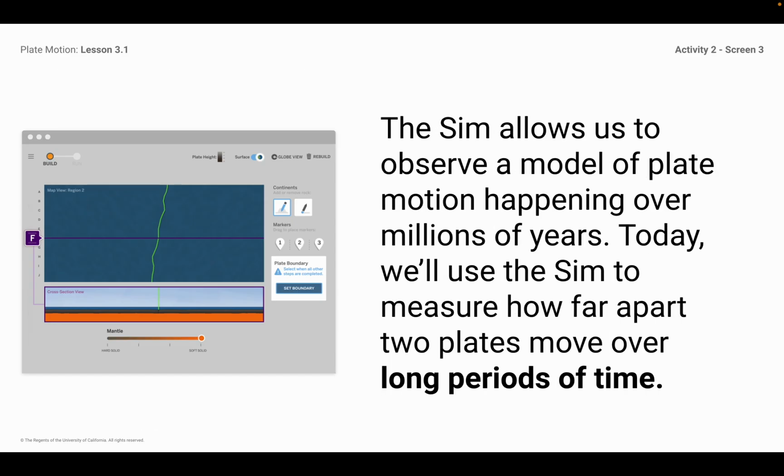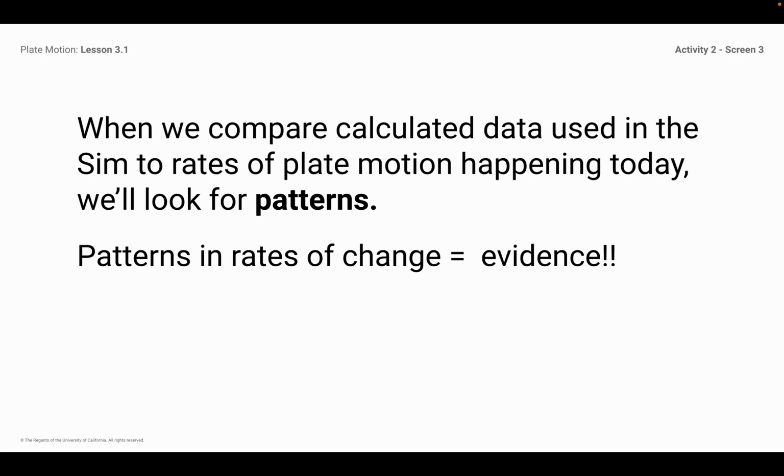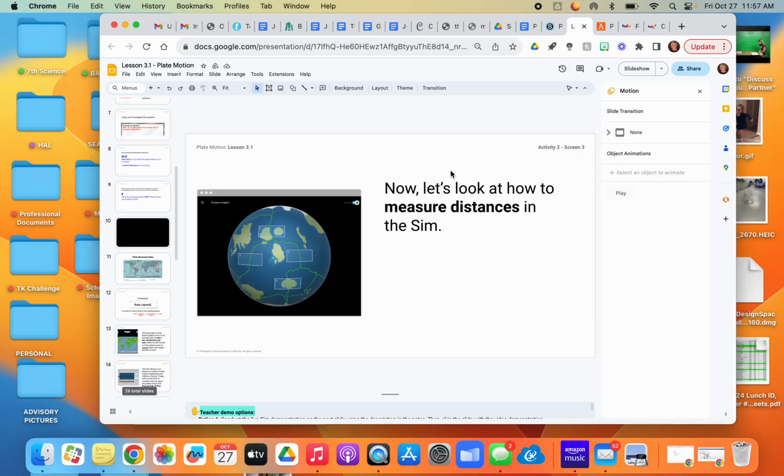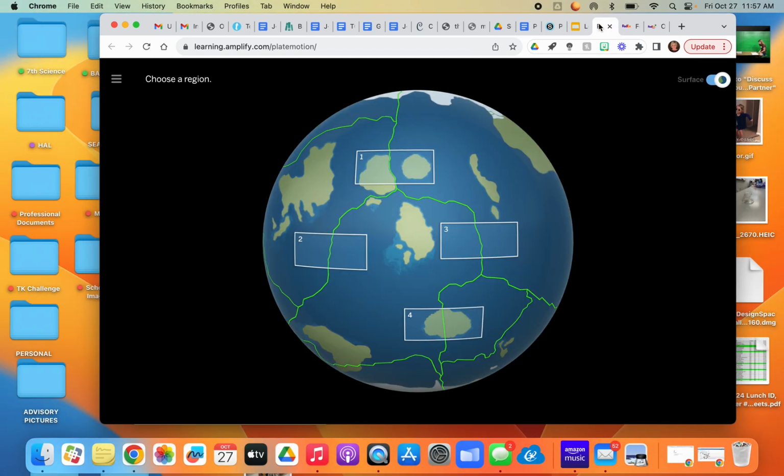Okay, I'm going to skip that. We need to get data over a long period of time, because if we can identify some patterns of the rate of plate motion over a long period of time, then that's evidence for us, and that's what we're looking for. So I'm going to show you how to measure the sim.